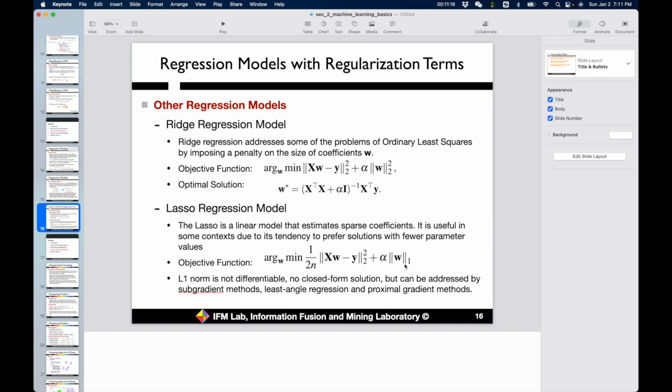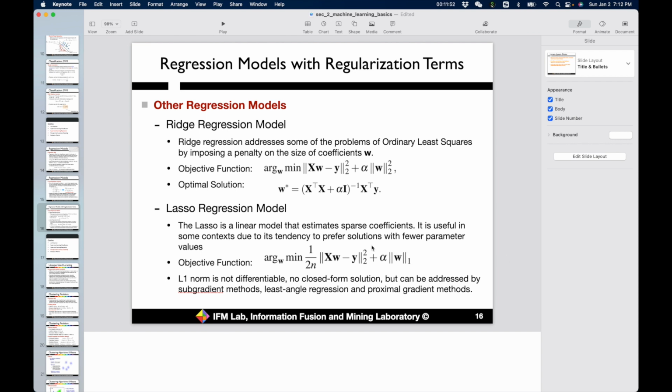However, this L1 norm is not differentiable. It makes some problems for learning of the model. And we have no closed form solutions, but it can be addressed with some methods like subgradient methods, least angle regression, and some proximal gradient methods. They are all beyond the scope of this course, so we will not cover them here. Okay, so these are all the regression models we can use for the regression settings.